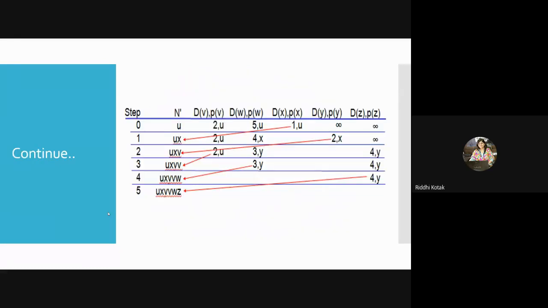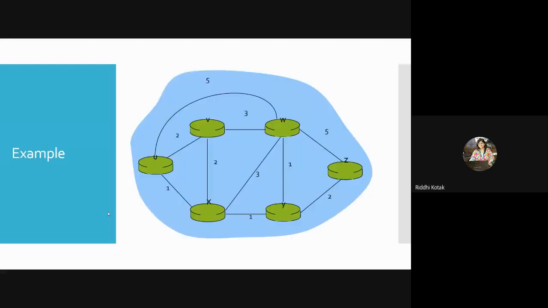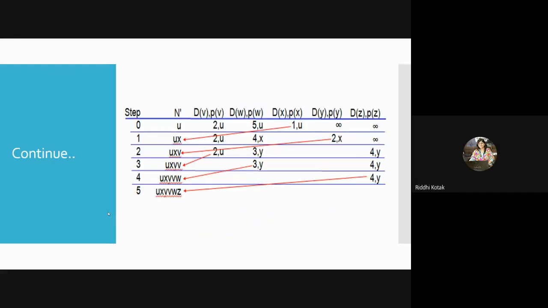Same way for the second step, your current node is X. If you check in the graph, X is not directly connected with Z. So that is the reason over here in step number 1, that is also infinity. Okay, so first complete step number 1 entries.